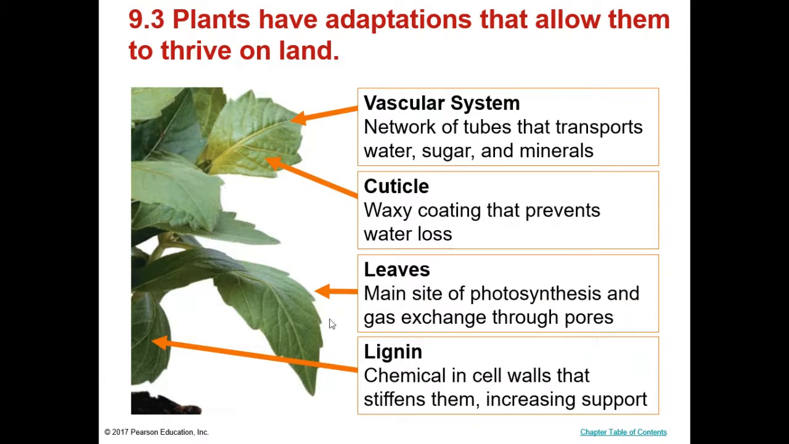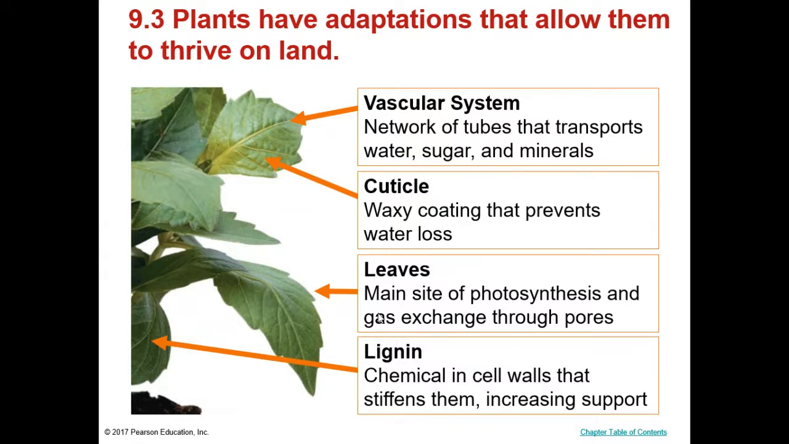Leaves, evidently, are pigmented. They can be green, yellow, red, purple. There are many colors depending on the type of plant and where they're found. Those pigments allow the plant to absorb sunlight, which allows the plant to carry on with photosynthesis. And then lignin is a tough carbohydrate or chemical that gives plants a lot of their strength.